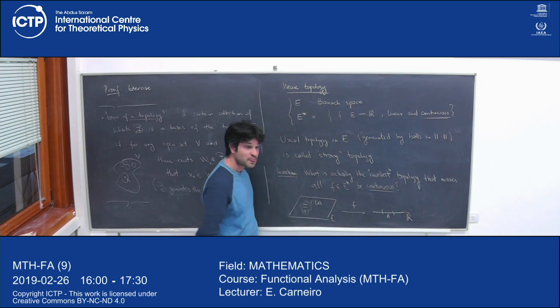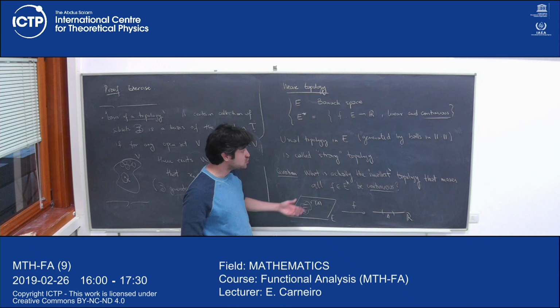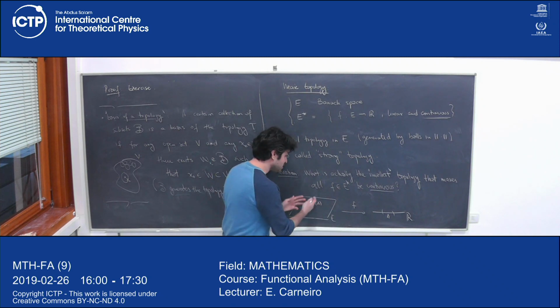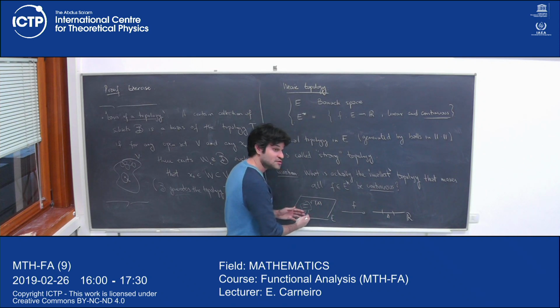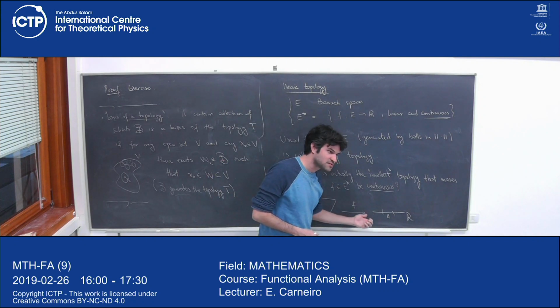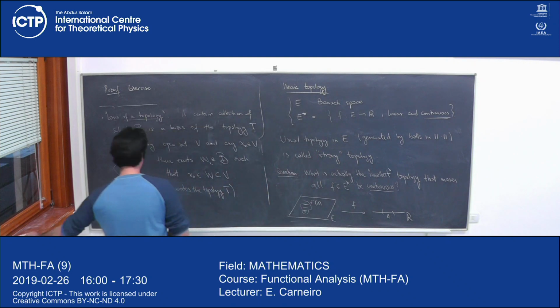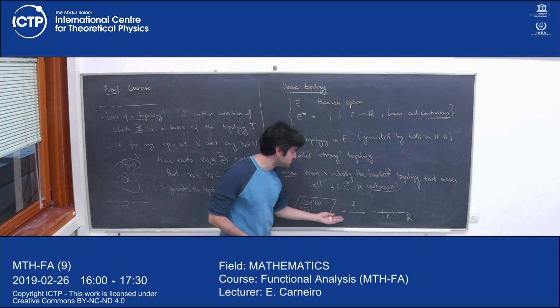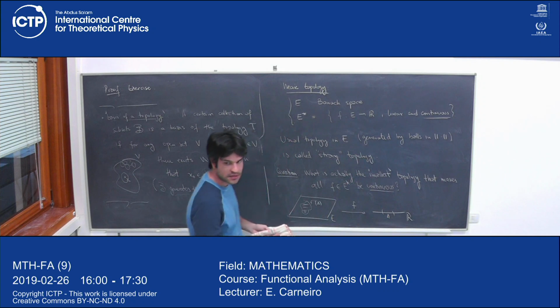My question is, is it the smallest topology that would make all these maps continuous? I mean, it seems that there's a lot of open sets here. Some of them may not be necessary. So what I want now is to make the smallest topology that would make all of these maps continuous. And we will see that this topology is strictly smaller than the strong topology.